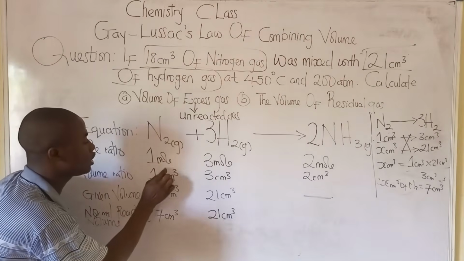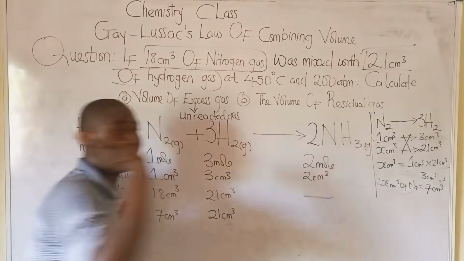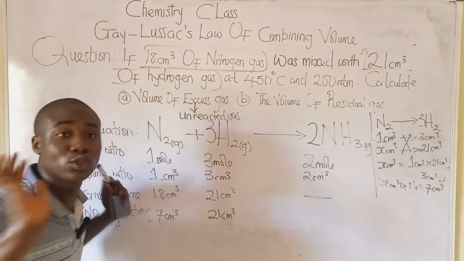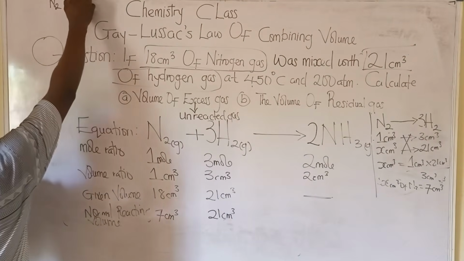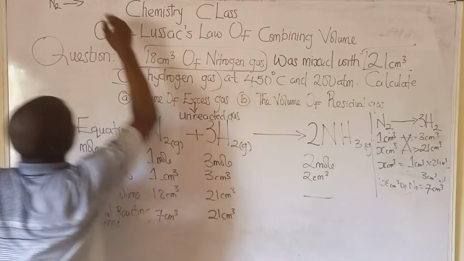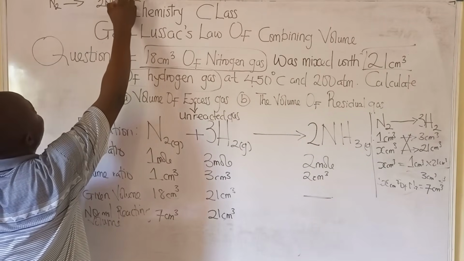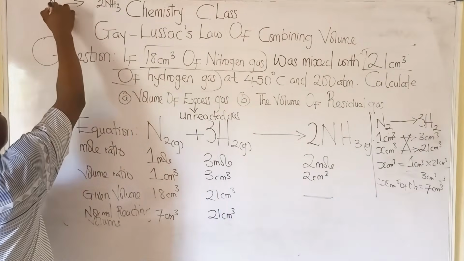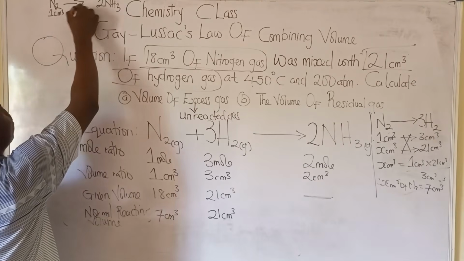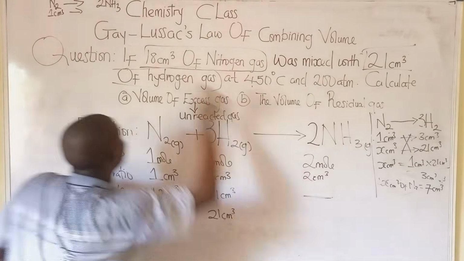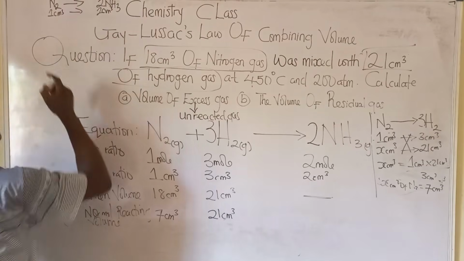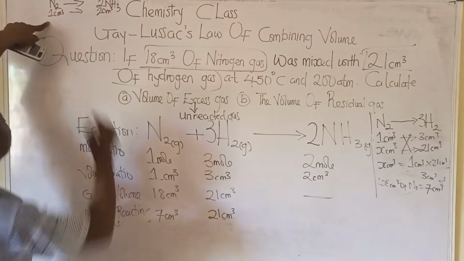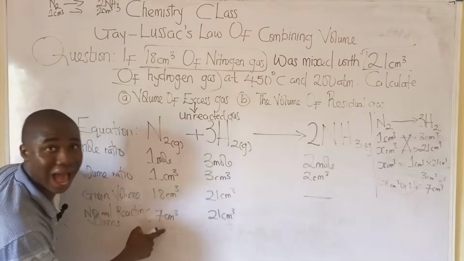You know, here we now change here to 1 cm cube and here to what? 2 cm cube. So how do you get this? So very easy. Let's do that. So nitrogen to give us our product, which is 2 moles of ammonia, so here becomes 1 cm cube to give us how many cm cube has gotten initially? 2 cm cube.